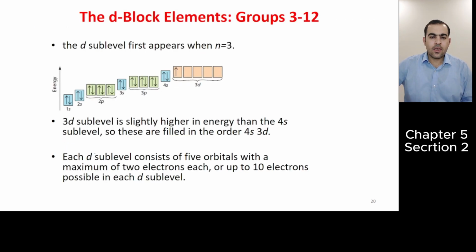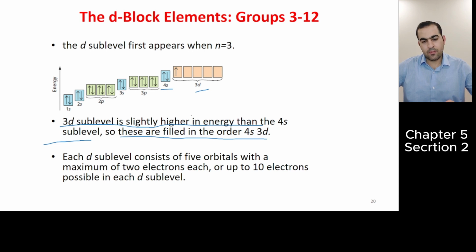Okay. D block elements, groups 3 to 12. The d sublevel appears when n equals 3. We learned that we don't have 1d or 2d, because d starts in the 3rd energy level. But we know that we fill 4s before 3d, because 3d is slightly higher in energy than the 4s sublevel. So these are filled in the order 4s, then 3d. But we have exceptions. Sometimes one electron from the s goes to the d sublevel. We learned that.